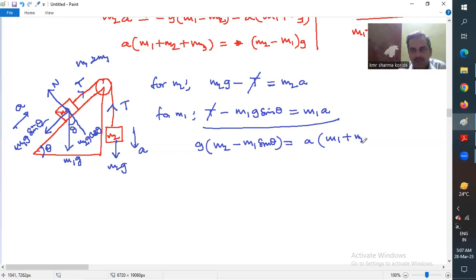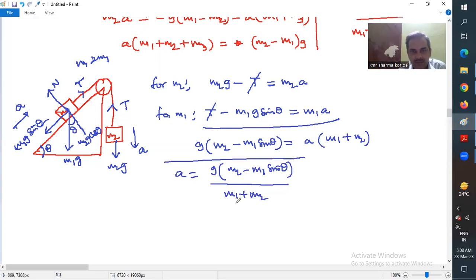So therefore, a is equal to g of (m2 minus m1 sin theta) whole divided by m1 plus m2. So this itself may be the question, or maybe some numbers are given in place of the physical quantities. So letters are physical quantities here. So this is the equation for acceleration.